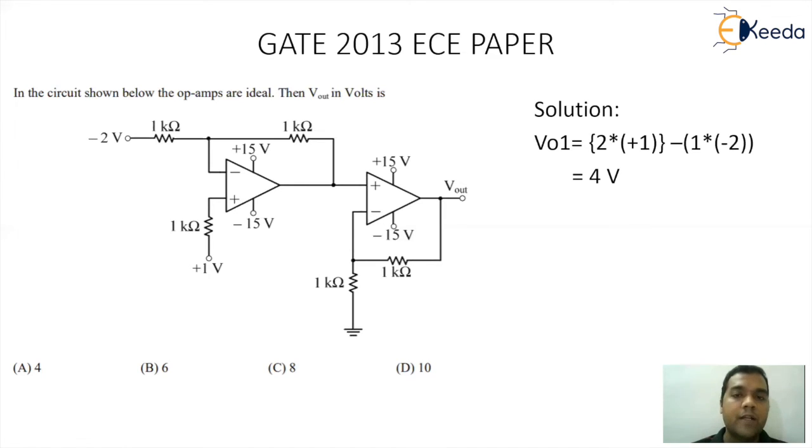Now this 4 volt is applied to the next op amp, which is basically again a non-inverting amplifier with the gain 1 plus RF by R1. So 1 plus 1 by 1 will be 2. So the gain of the circuitry will be 2. So 2 into 4, the value will come as 8 volt. So the correct answer for this question is V out is 8 volt. Answer is option C, 8 volt.